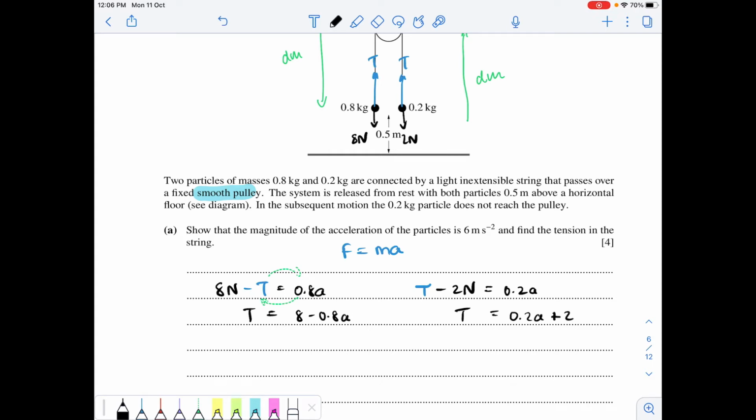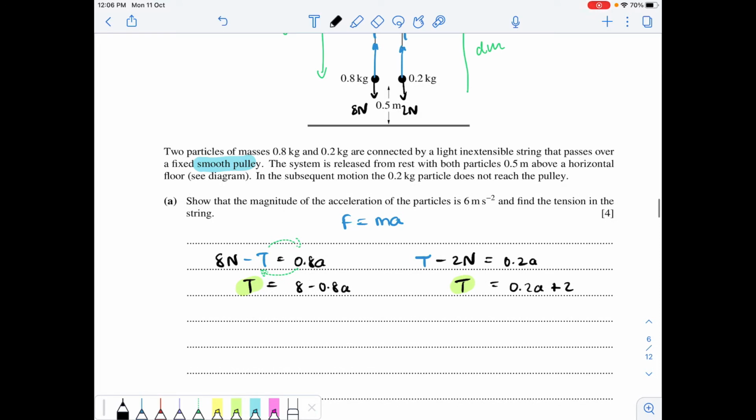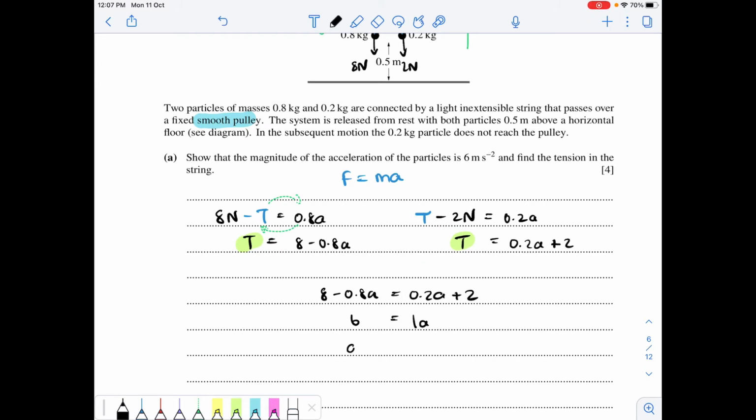And the way we've written these out, you can see we have T equal to something and T equal to something. T is equal to both of those things. That must mean that they must be equal to each other. And so we have 8 minus 0.8a equal to 0.2a plus 2. You can see if I take the 0.8a over to the other side, I'm going to get 1a over here, and I'm going to get 6. And so we can say the acceleration is equal to 6 meters per second squared as required.